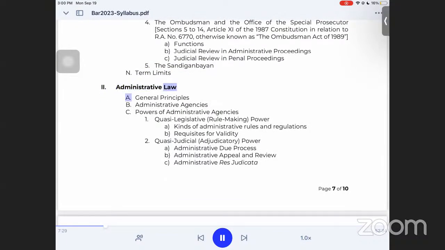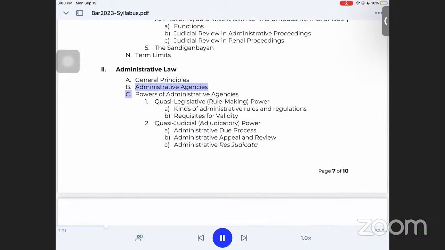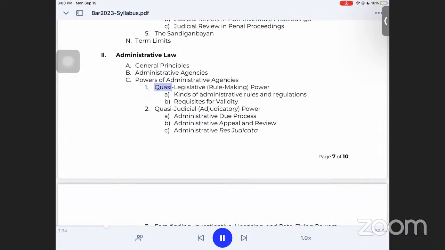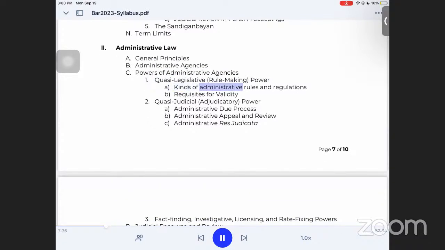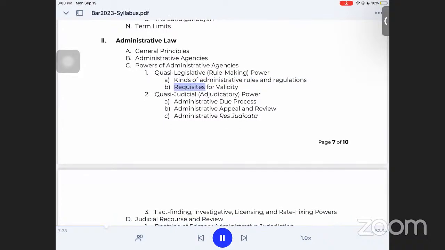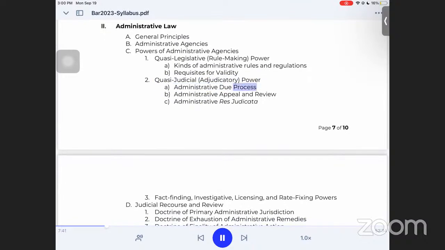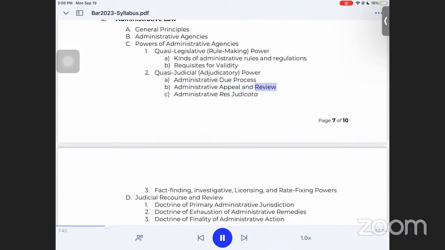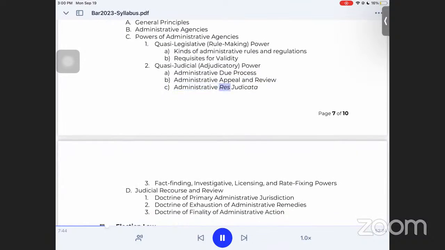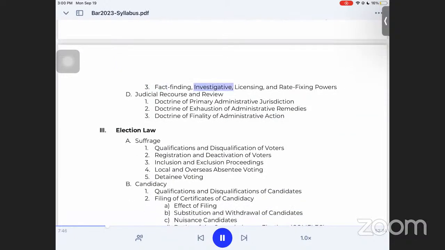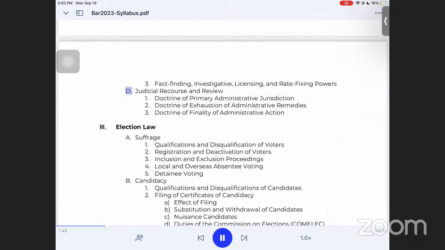2. Administrative law. A. General principles. B. Administrative agencies. C. Powers of administrative agencies. 1. Quasi-legislative, rule-making, power. A. Kinds of administrative rules and regulations. B. Requisites for validity. 2. Quasi-judicial, adjudicatory, power. A. Administrative due process. B. Administrative appeal and review. C. Administrative res judicata. Page 7 of 10. 3. Fact-finding, investigative, licensing, and rate-fixing powers. D.